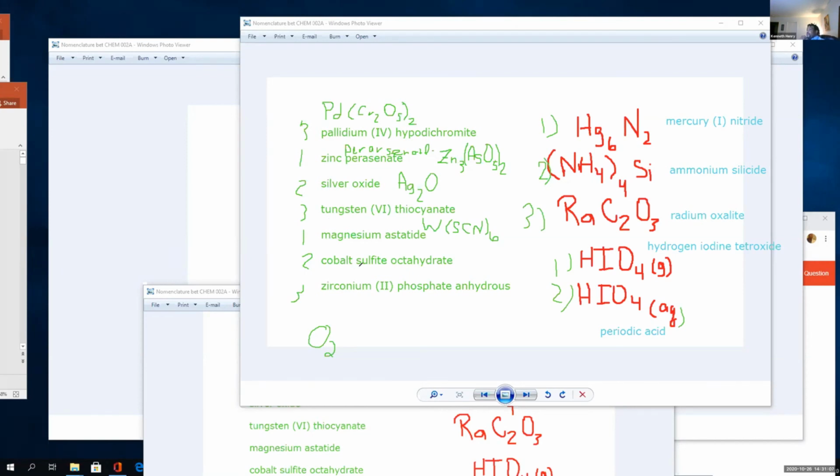What about magnesium acetide? There's supposed to be a C in there instead of a T. Did I misspell it? I thought you said astenide instead of acetide. Acetide, my bad. I did put an N in there. Yeah, magnesium acetide. Okay.